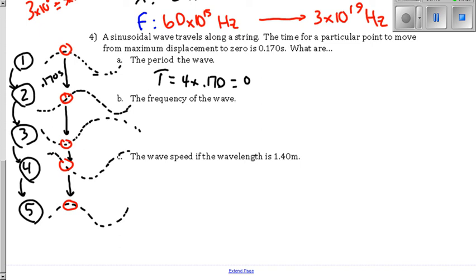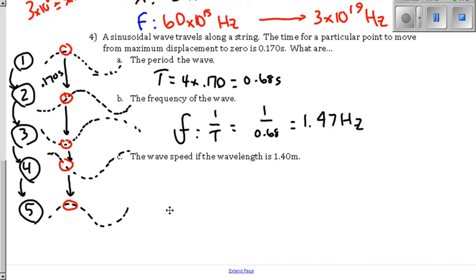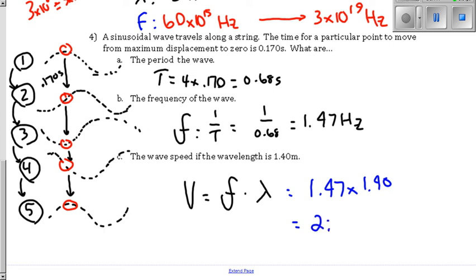which is 0.68 seconds. Once we know our period, we can figure out our frequency because frequency is 1 over our period. So we do 1 over 0.68, which ends up giving us 1.47 hertz. And then if the wavelength is 1.4 meters, we know that our speed is equal to our frequency times our wavelength. You could have also used wavelength over period. When you plug that in, we get 1.47 times 1.40, or approximately 2.06 meters per second.